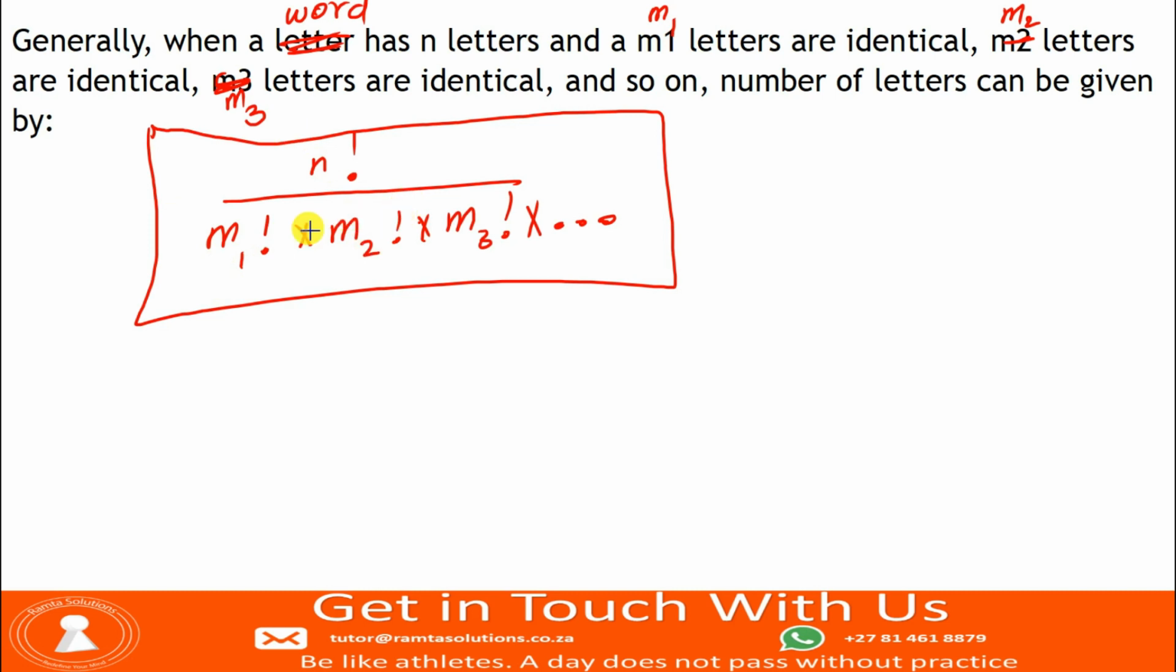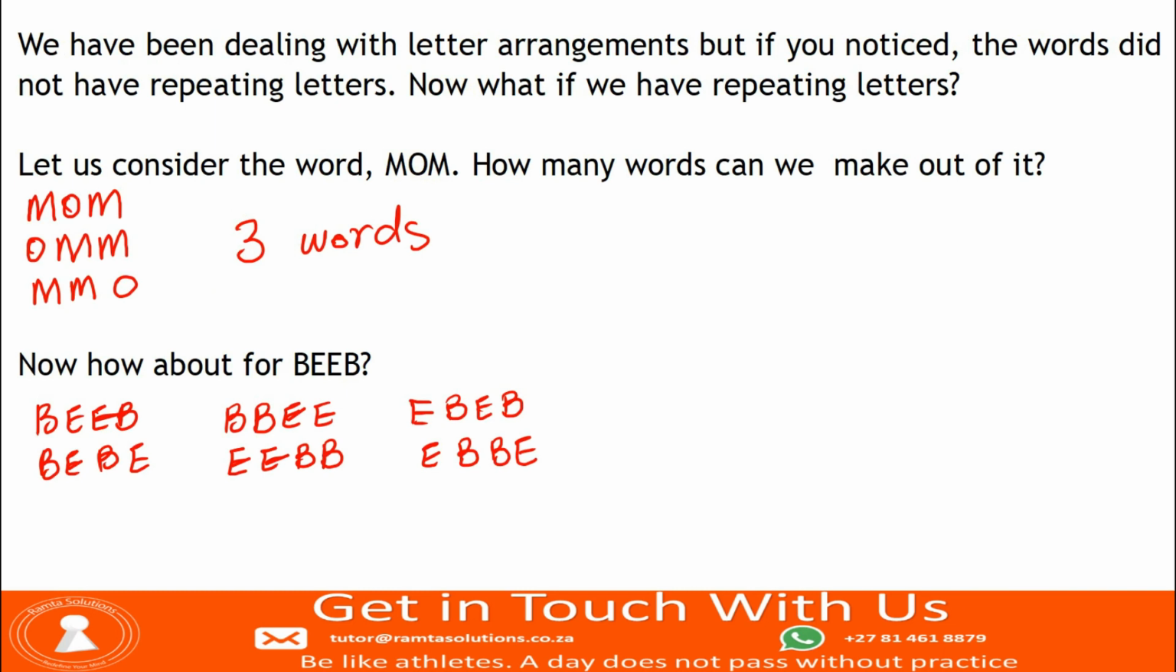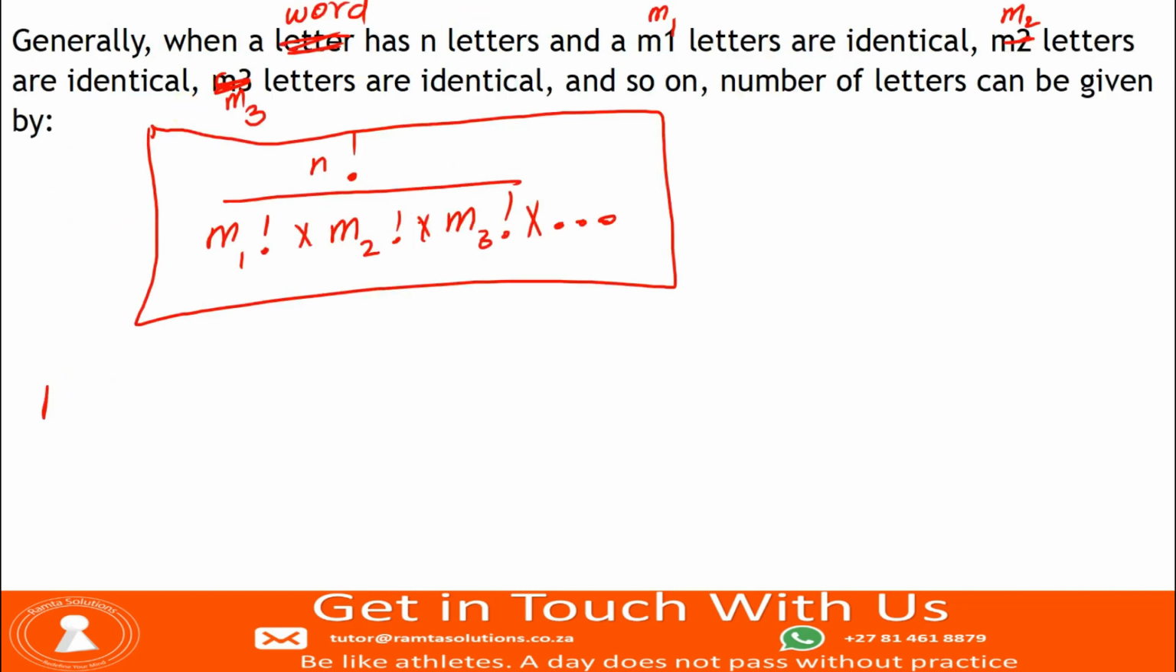So to help you understand this formula before we go far, let's look at the opening examples we used. Mom is made up of 3 letters, so it's 3 factorial. Only M is repeating, but how many times is it repeating? Twice, so it will be 2 factorial. So what is your answer? Your answer is simply 3.